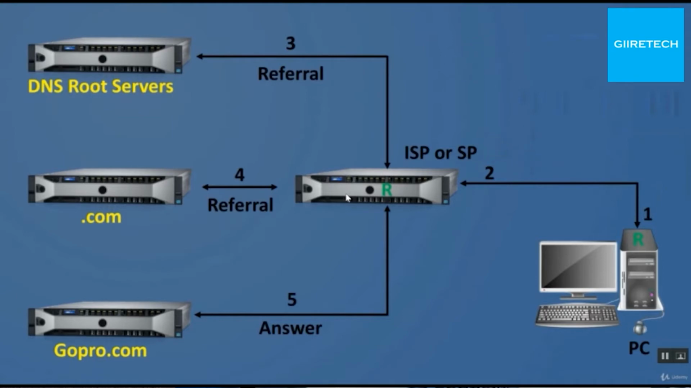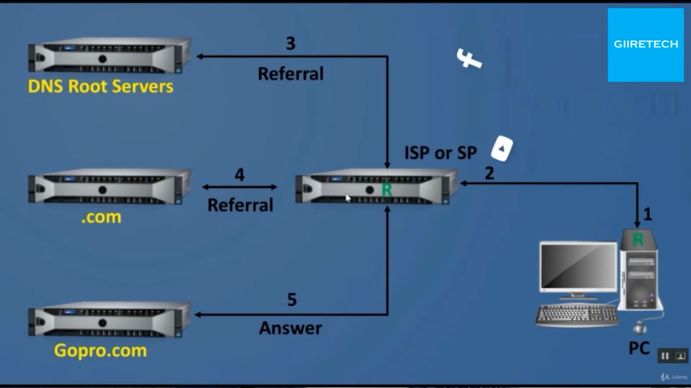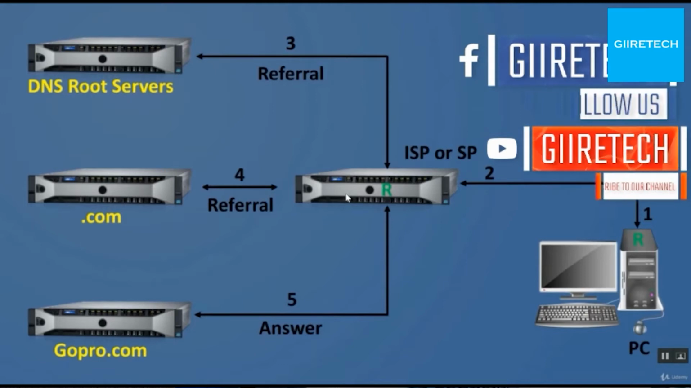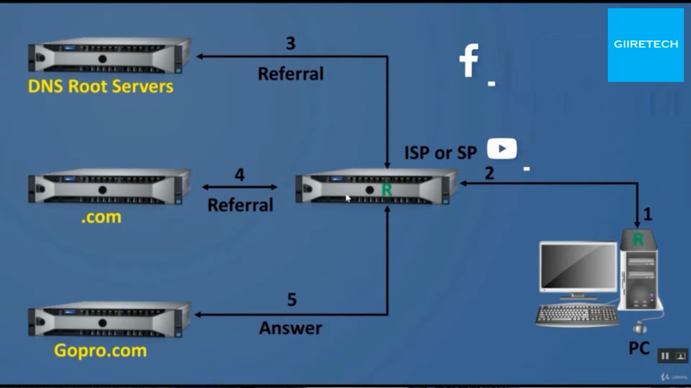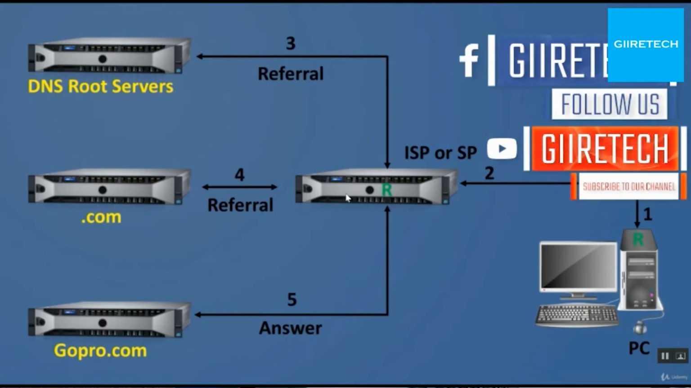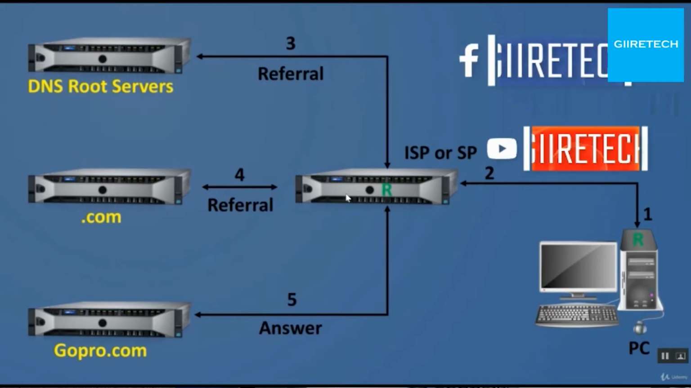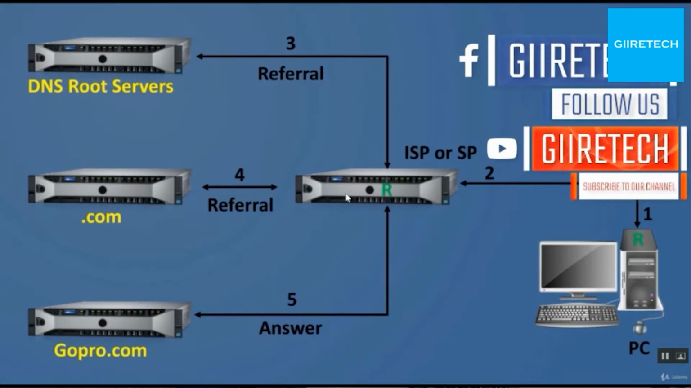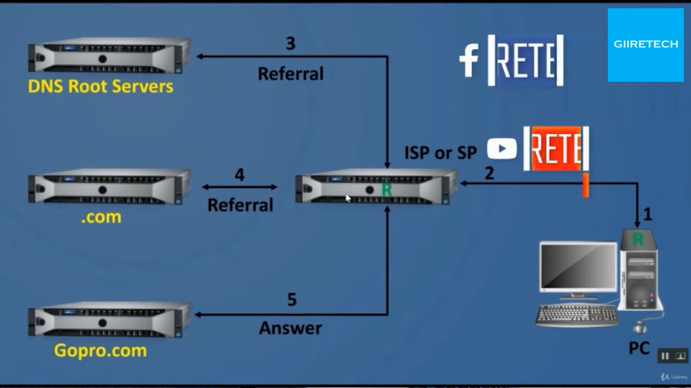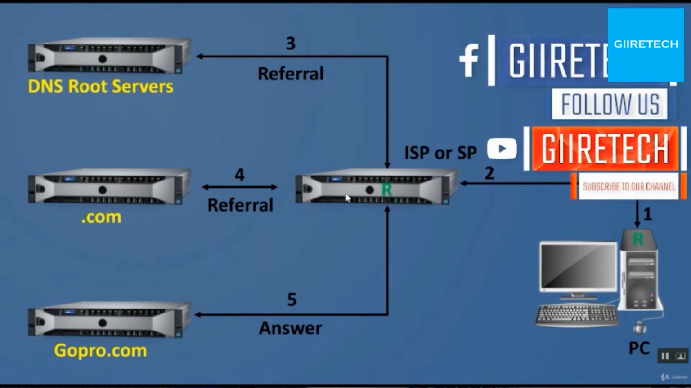Now that the ISP's resolver knows about .com, the ISP DNS resolver sends a new iterative query, number 4, to the .com asking what is the IP address of gopro.com. The com servers won't have the IP address for gopro.com, but will know the authoritative name servers for gopro.com. Using this information, the ISP DNS server will send a final iterative query, number 5, to the DNS authoritative name servers at gopro.com and obtain the IP address for gopro.com.